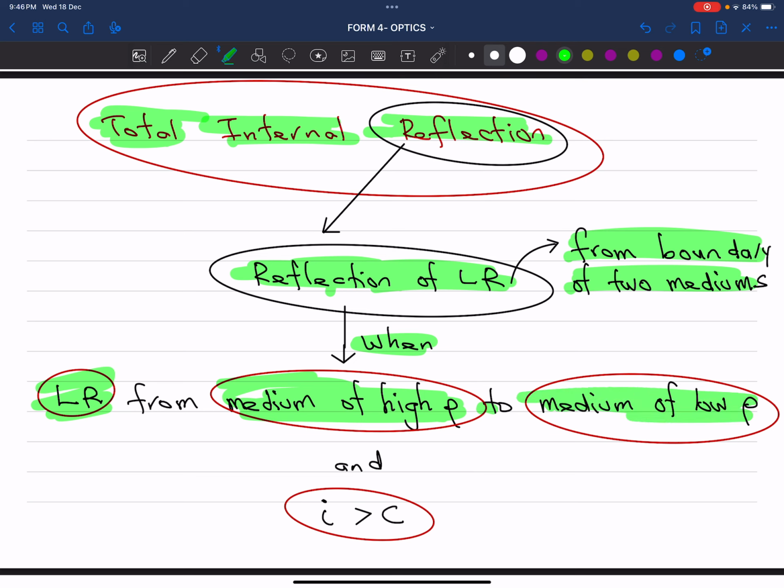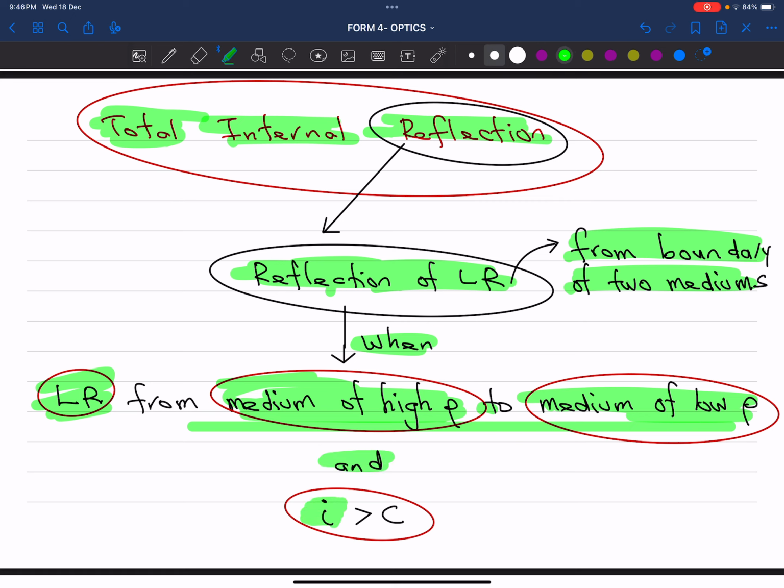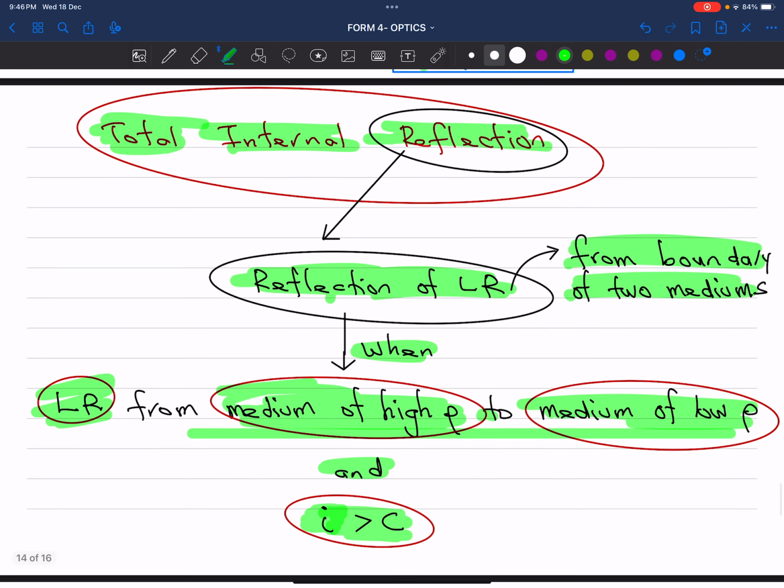This is the first condition. It must be from high density to low density, and the angle of incidence I more than the critical angle. In the next lesson, I will continue total internal reflection.